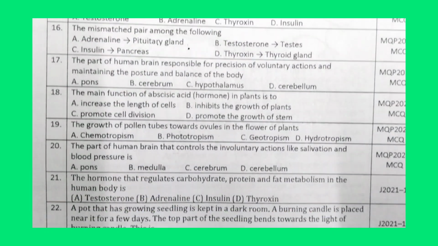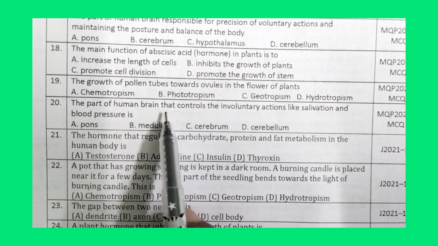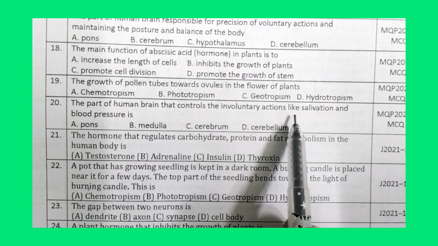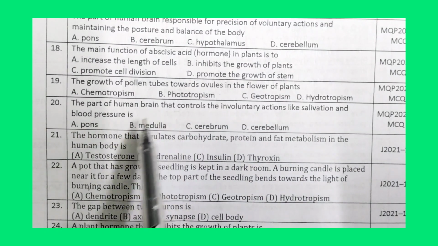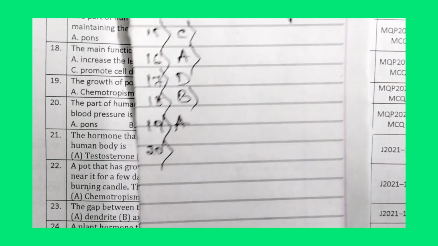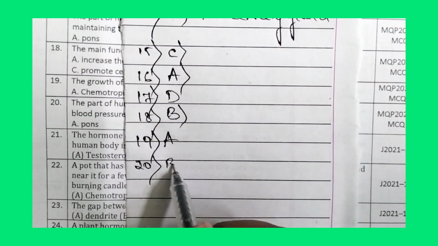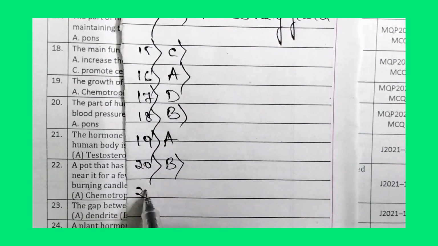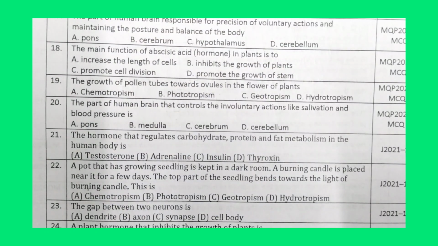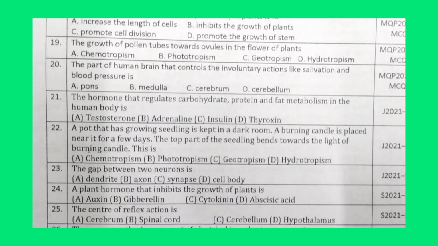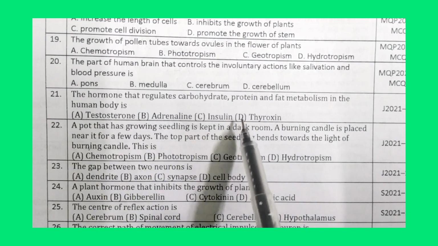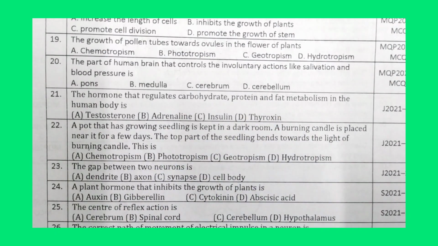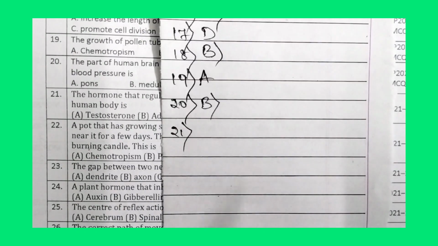Now 20th question. The part of human brain that controls the involuntary actions like salivation and blood pressure. The right answer is option B, medulla. That is, medulla means medulla oblongata. Now let us move for 21st. The hormone that regulates carbohydrate, protein and fat. This question is repeated. It is nothing but thyroxine. So option D.